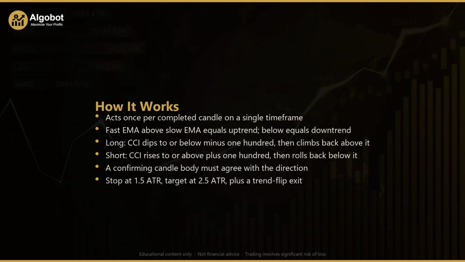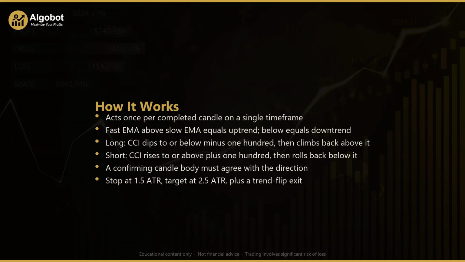When the fast EMA sits above the slow EMA, the strategy considers the market to be in an uptrend and will only look for buys. When the fast EMA is below the slow EMA, it treats the market as a downtrend and looks only for sells. This keeps every trade aligned with the prevailing drift, so the system never fights the larger direction.